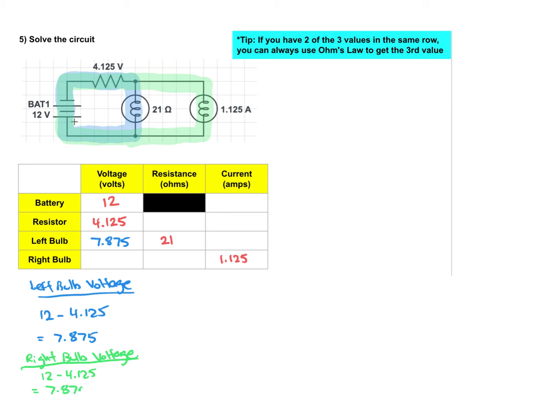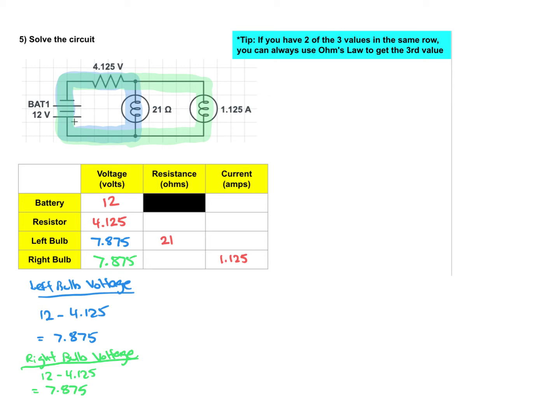So if you're looking at your unit project, and that circuit you have there, it's a little bit different. There's one extra resistor attached to the second light bulb. So that complicates it. And you have to deal with that as part of your project. But for this question, the answer for this is 7.875 volts as well.